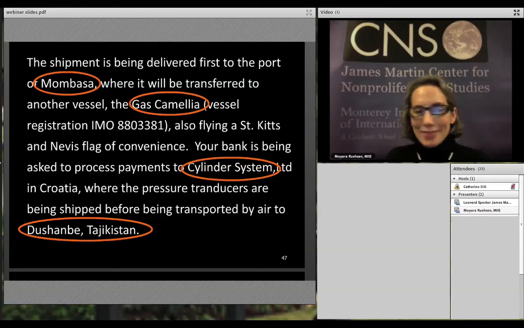Mombasa, that doesn't make sense from a geographic standpoint. Why ship it to Mombasa first? This other vessel, Gas Camellia, also still operating on the high seas, but if you type it in with the word sanctions, you'll see that it is on the Treasury sanctions list. Same thing with Cylinder Systems in Croatia, sanctioned for aiding and abetting Iran's nuclear program. And finally, Tajikistan. So we have a lot of different red flags in this particular case study.